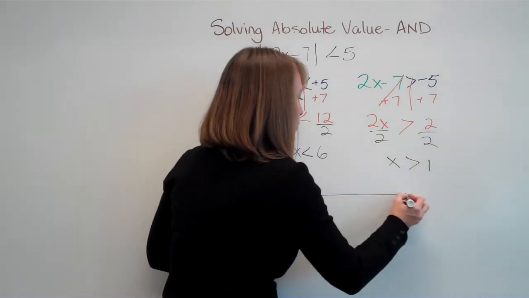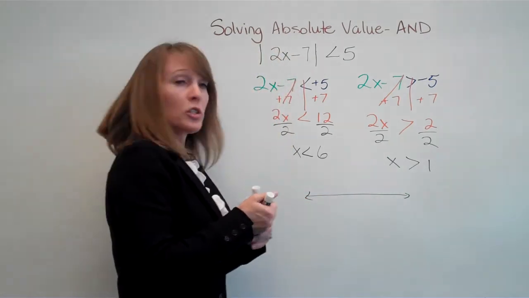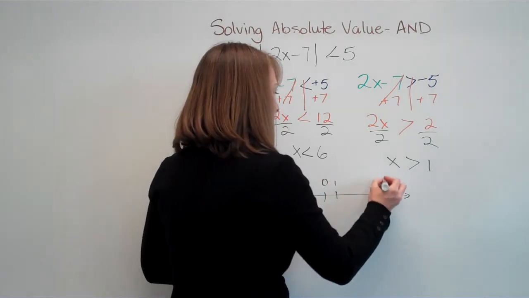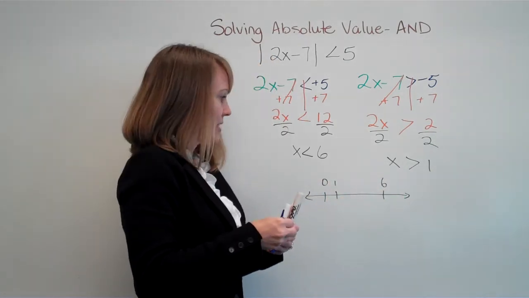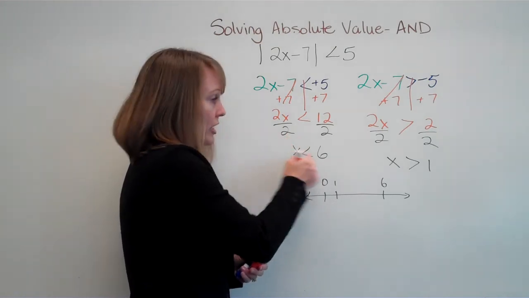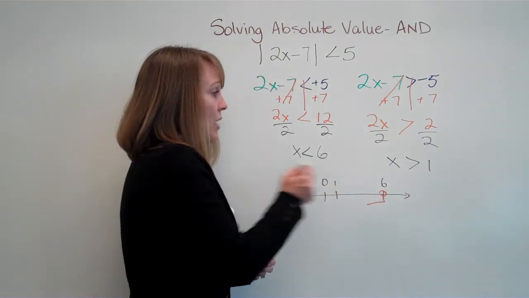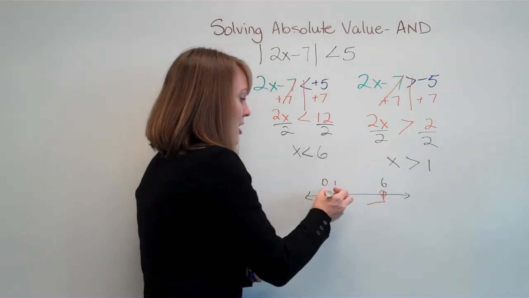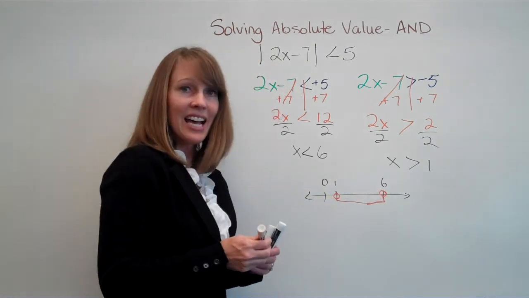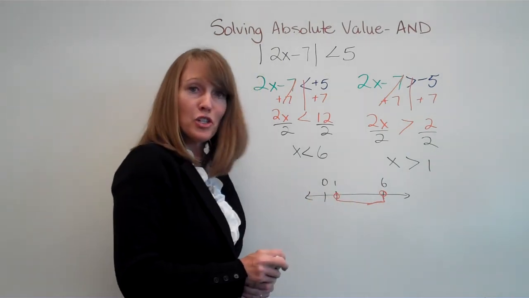Now when we graph this, remember, this is an "and." It should look like this. So we'll do them one at a time. Here's my 0, here's my 1, and not to scale, here's my 6. All right, I want all of the numbers that are smaller than 6. And I want all of the numbers that are bigger than 1. Remember, since it's an "and," it has to satisfy both equations. Therefore, it's just this little piece right in there.